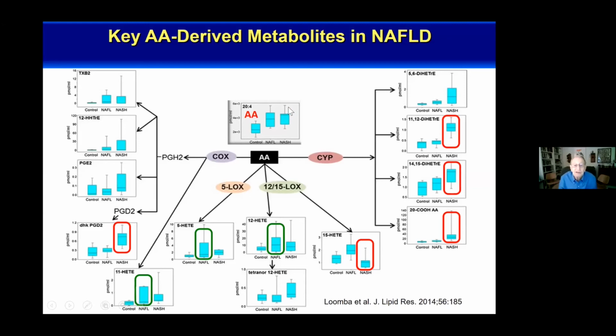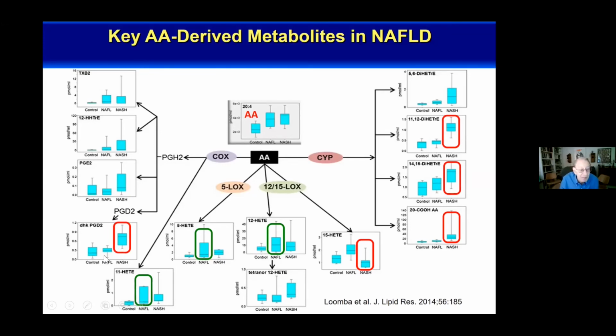Now, if we look at some of the metabolites of arachidonic acid, shown here to the left is the COX pathway. Down below is the lipoxygenase pathway, and to the right is the P450 pathway, much like in my earlier schemes. I just want to draw your attention to one metabolite, which is called DHK-PGD2.